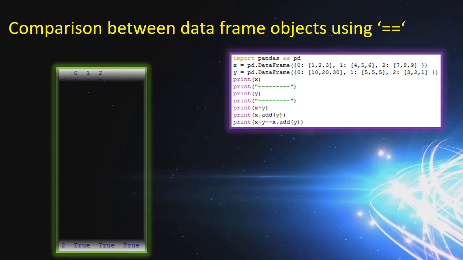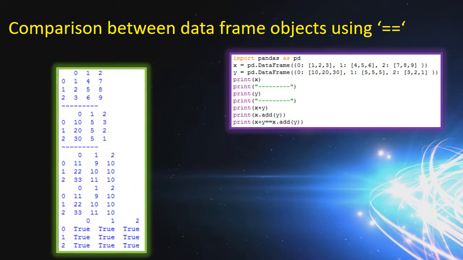So here x and y are two data frames. X plus y is also printed, and x dot or of y is also printed. Now we are comparing with equal operators. All of these are compared individually and display true.